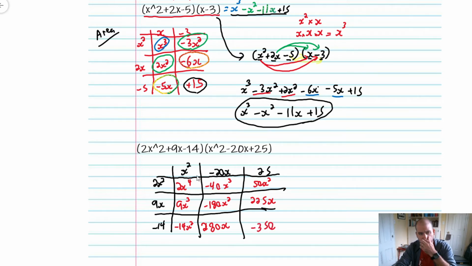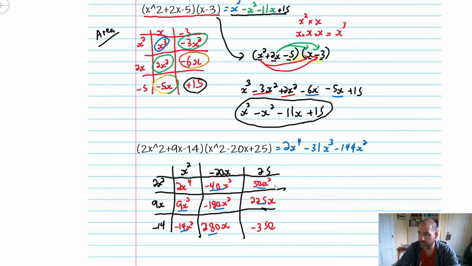Okay? So we do all of our multiplications, and then we're going to take our x to the 4, which there's only one of. 2x to the 4. Any x cubeds, so 1, 2, and that's it. So 9 minus 40 is going to be negative 31 x cubed. Then we take our squared terms, which there's 3 of them. So 50 minus 180 is negative 130, minus another 14 is negative 144 x squared.